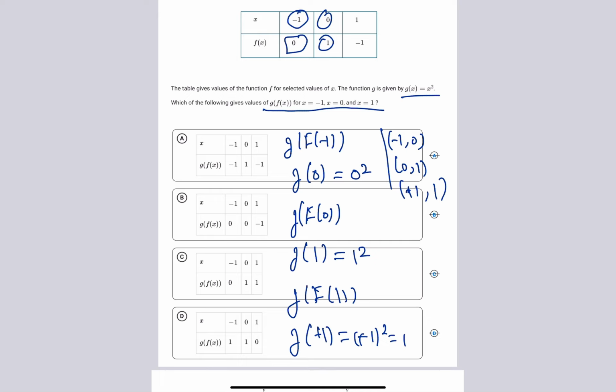Wait. What did I just do? Yes, you write down 1, 1. I'm sorry, not negative 1, 1, because x was equal to 1. Okay. So what do we have? We have negative 1, 0, which could either be B or C. Then we have 0, 1, which is C, 1, 1, which is C. Okay, so it's C, not B.